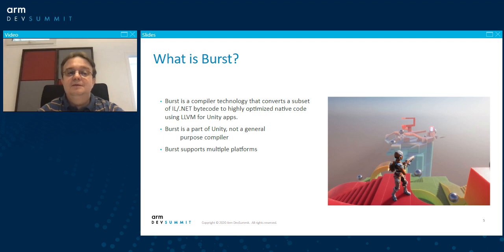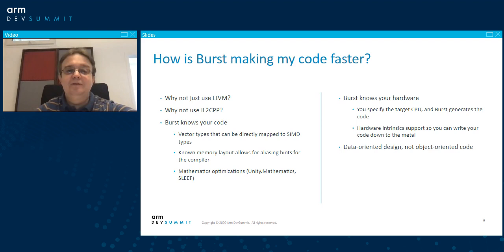So let's move on and see, why is Burst actually faster? If you think of it for a moment, you'd probably say, why not just use LLVM and let it produce native code? Well, first of all, LLVM doesn't have C# support at the moment, and C# is the language of choice for Unity for a number of reasons. It's capable of solving most problems and delivering top performance at the same time.